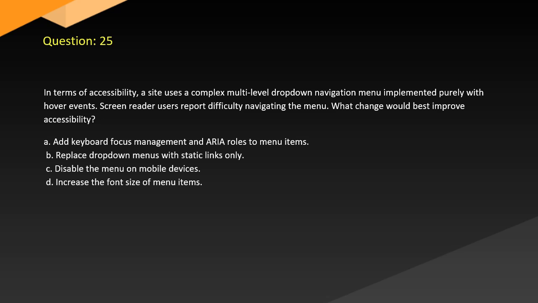Question 25. In terms of accessibility, a site uses a complex multi-level drop-down navigation menu implemented purely with hover events. Screen reader users report difficulty navigating the menu. What change would best improve accessibility? A. Add keyboard focus management and ARIA roles to menu items. B. Replace drop-down menus with static links only. C. Disable the menu on mobile devices. D. Increase the font size of menu items.